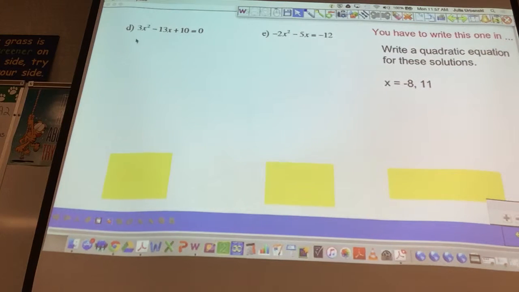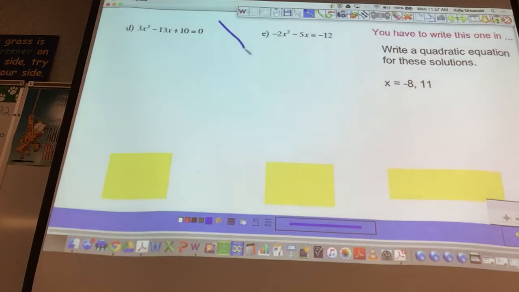All right, for this one, it's not that easy because they have the 3 in front, and 3 cannot be divided out from any of the problems. So our numbers need to be, what goes on top? 3 times 10, good. The first times the last. On the bottom, negative 13.